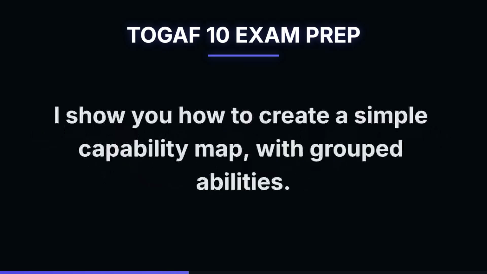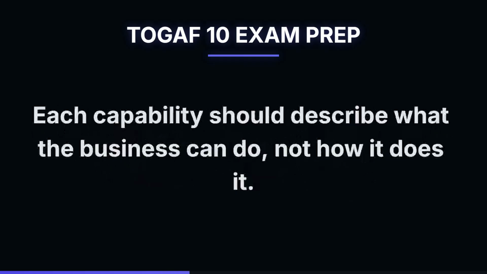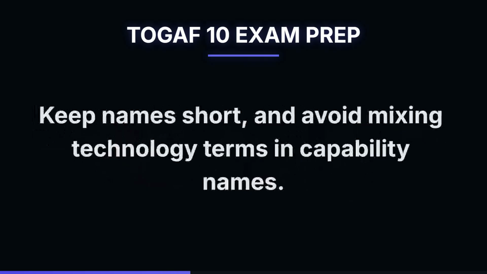I show you how to create a simple capability map with grouped abilities. Each capability should describe what the business can do, not how it does it. Keep names short, and avoid mixing technology terms in capability names.